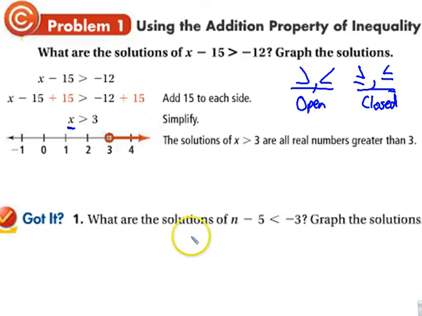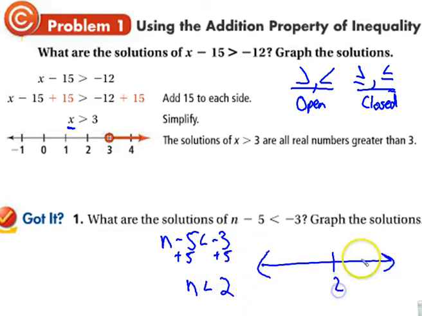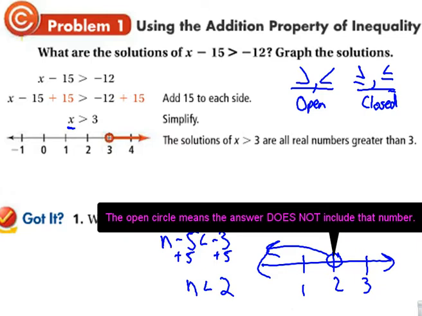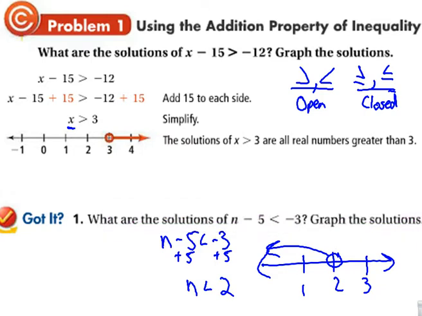Okay. So what are the solutions of this? We're going to graph it. So n minus 5 is less than negative 3. I want to get n by itself, so I'm going to add 5 to both sides. So n is going to be less than 2. Then I draw my number line, 1, 2, 3. Less than tells me open circle. The values smaller than 2 are that way.